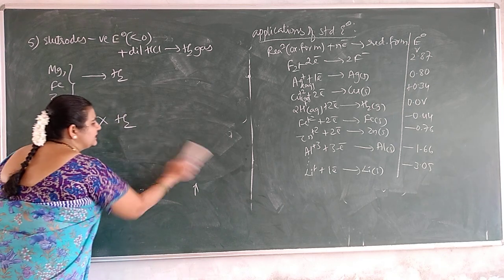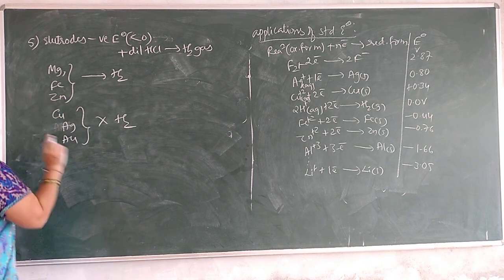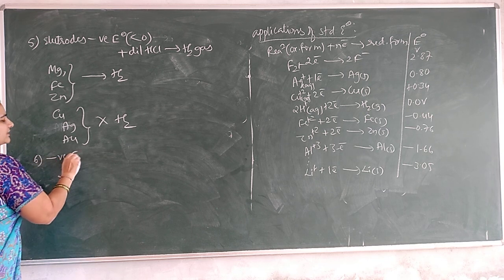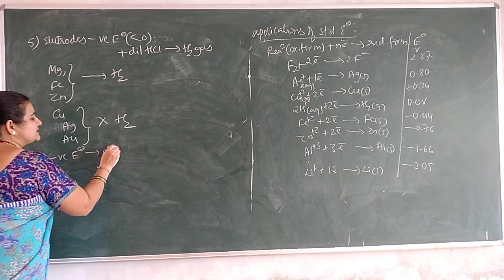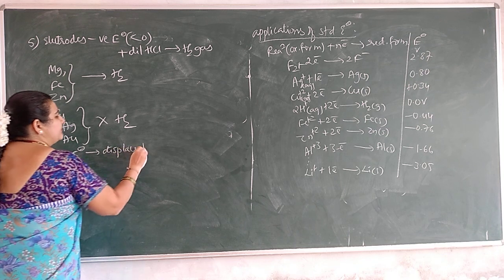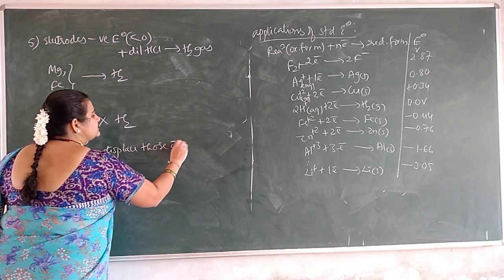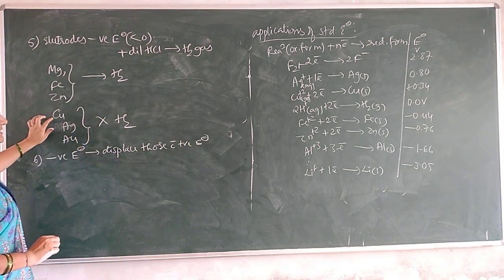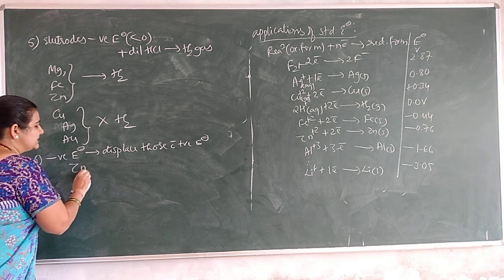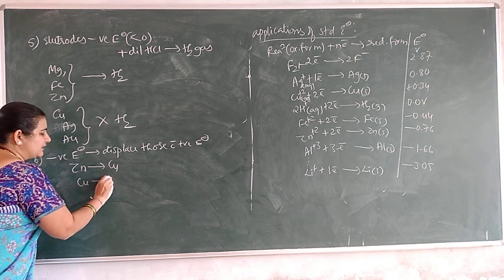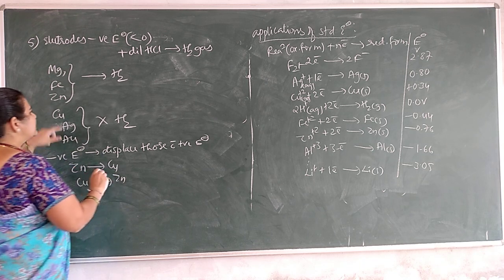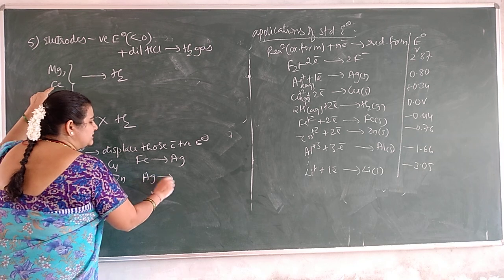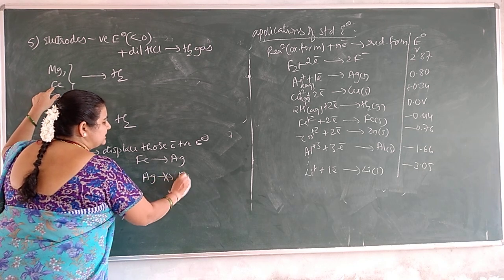Now the next property: metals with lesser electrode potential, that is negative electrode potential metals, will displace those with positive electrode potential. So zinc can displace copper, but copper cannot displace zinc. Similarly, Fe can displace Ag, but Ag cannot displace Fe.